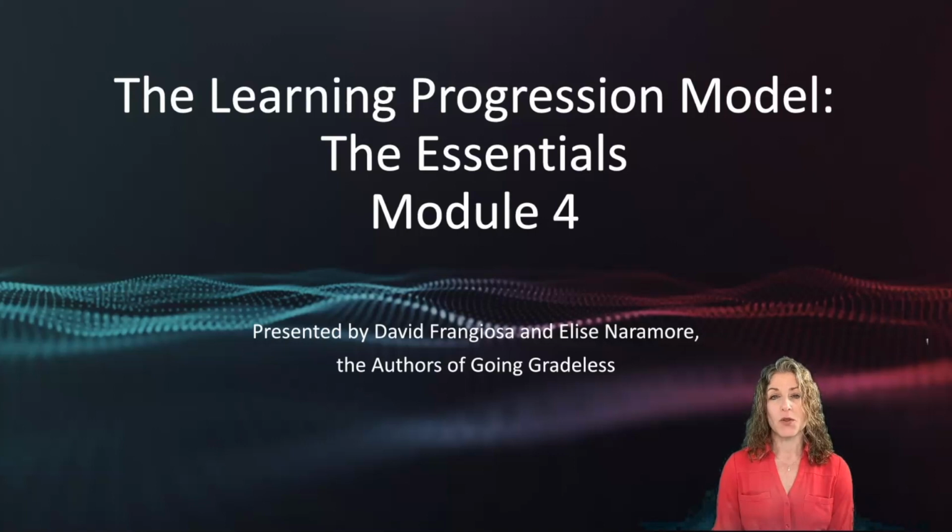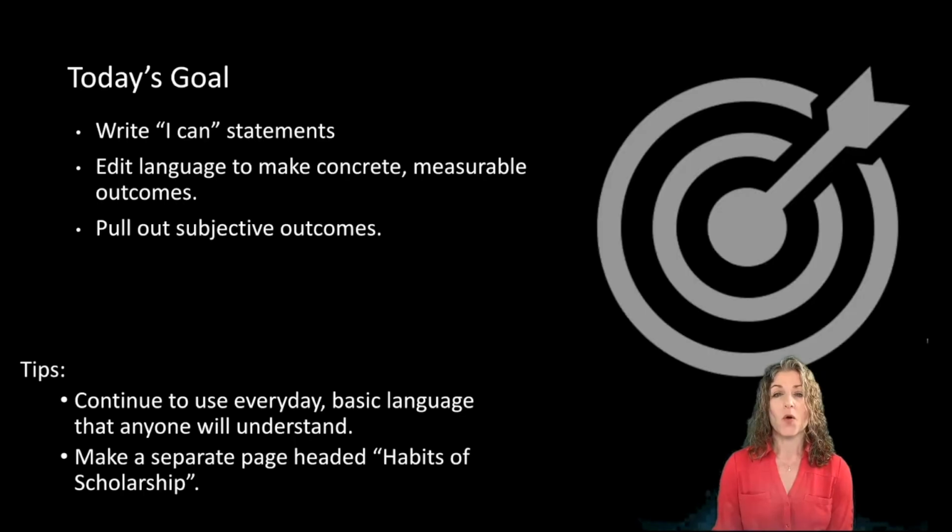In the last module, we generated a list of values gleaned from your own practice, as well as external sources. If you need to refresh your memory, please pause now to read over your values list. The goal for this module is to make a comprehensive, concise list of outcomes.